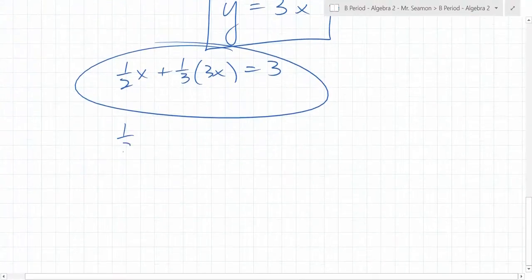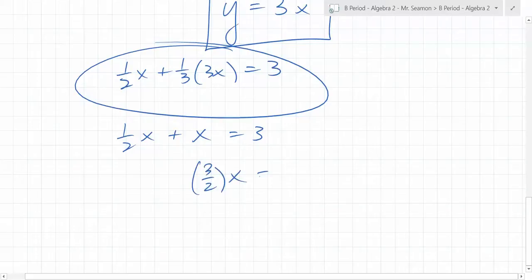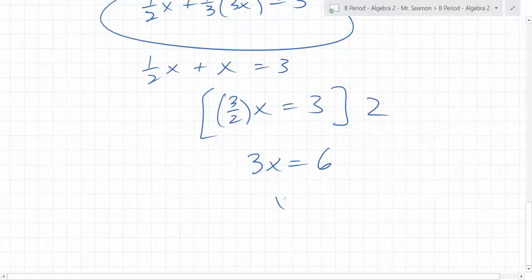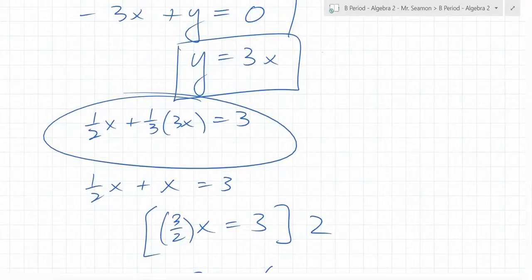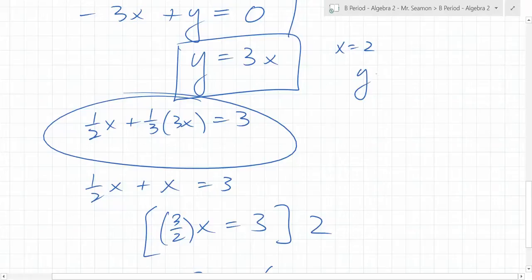So we have 1/2 x plus what? Just x, right? If you have half of an x and an x, how many x's is that? Yeah, so 3 over 2 x is equal to 3. What do you multiply both sides by to get rid of the 3 over 2? Multiply by 2, you end up with 3x equals, so x is equal to 2. Now we need to solve for y. We know x is equal to 2, so y is equal to 3 times 2, which is 6.